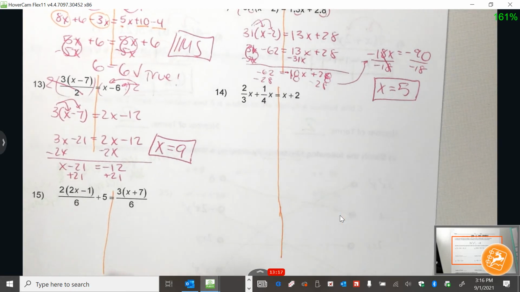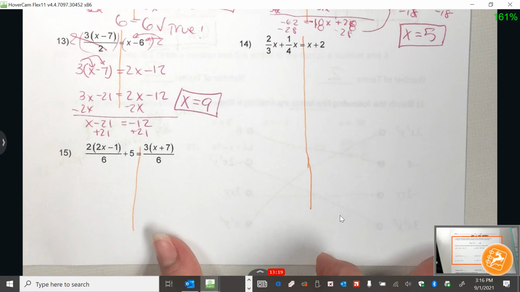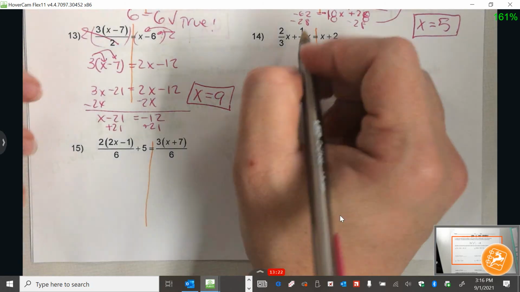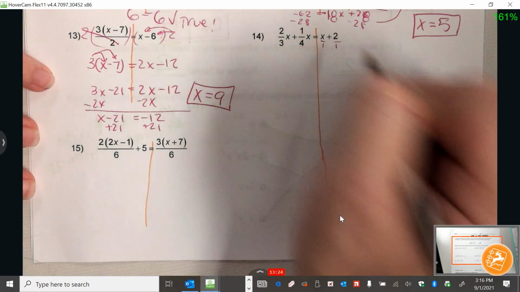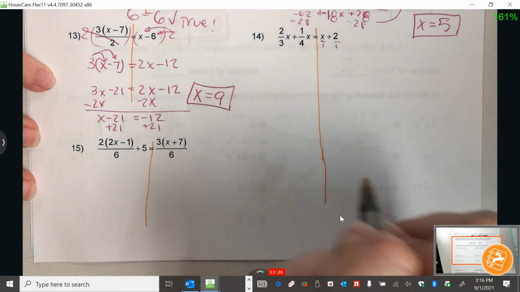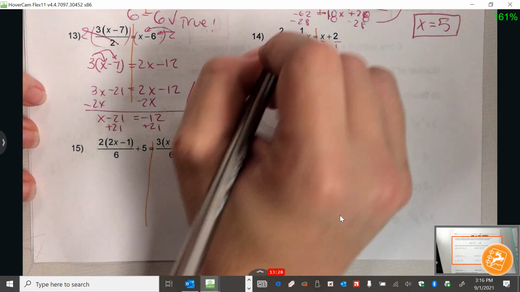Okay, on number 14, we want all the denominators to be the same. So what I'm going to do is I know that 3 and 4, and then these are technically 1. So what can 3, 4, and 1 all turn into? My LCD would be 12. They can all turn into 12.